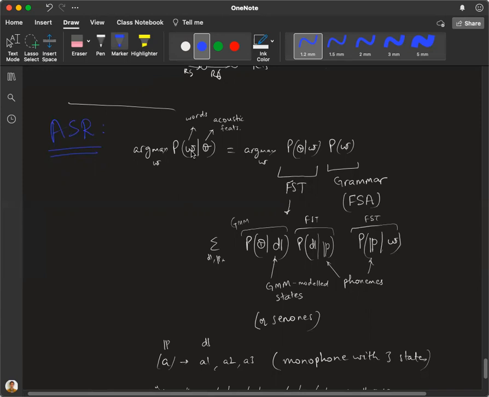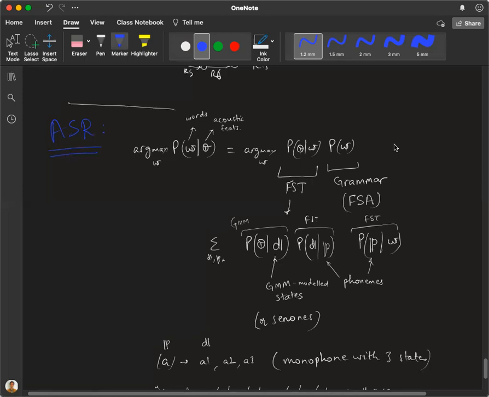So, probability of W given O, I don't have a model for this, but I can use the Bayesian formulation, the Bayes rule, to convert it into P of O given W times P of W, and argmax over W, right? So the denominator can be ignored. Now, P of O given W is modeled using finite state transducers, and P of W is simply the grammar. Basically, it is giving you the probability of this sequence of words.